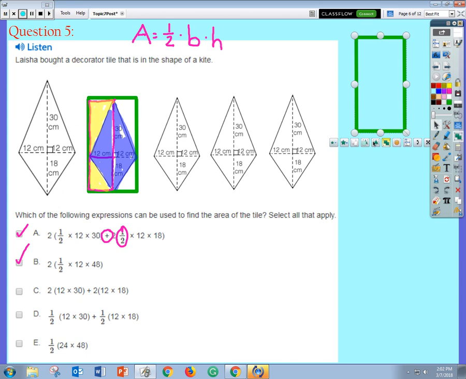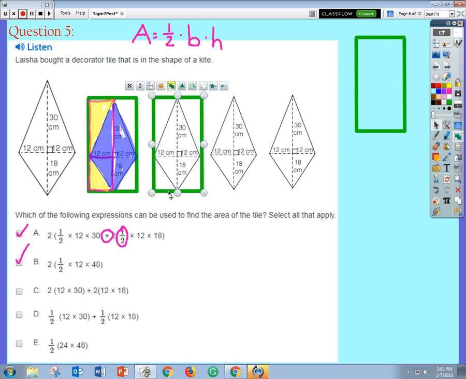Let's take a look at the next answer choice. Let's draw my rectangle over top here. Give me some perspective. This goes 2 times 12 times 30. Well, let's see, where are they getting the 12 times 30? 12, which is here, times 30. Well, that gives me this whole rectangle. And it says to double that. So that means I'm finding the area of this whole rectangle here and then doubling it.